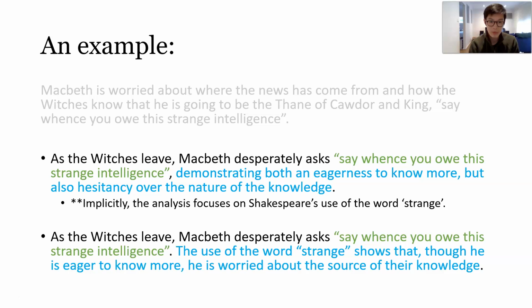Here's another very similar example. As the witches leave, Macbeth desperately asks, "Say whence you owe this strange intelligence." Now I'm being a bit more explicit here. The use of the word strange shows that, though he is eager to know more, he is worried about the source of their knowledge. This is ideally how you want to use evidence and how you want to integrate it into your writing.